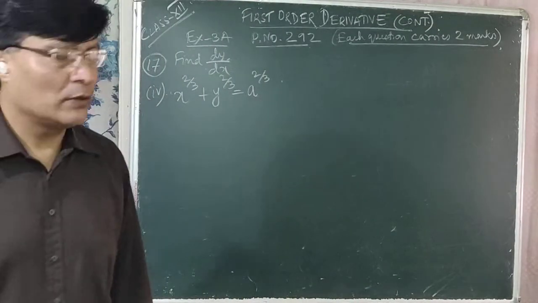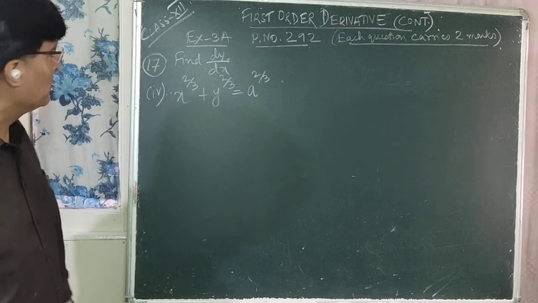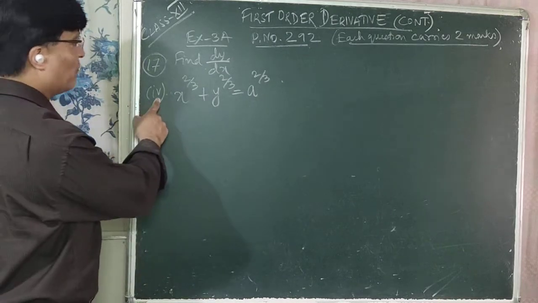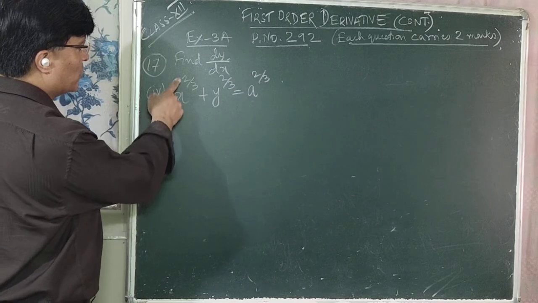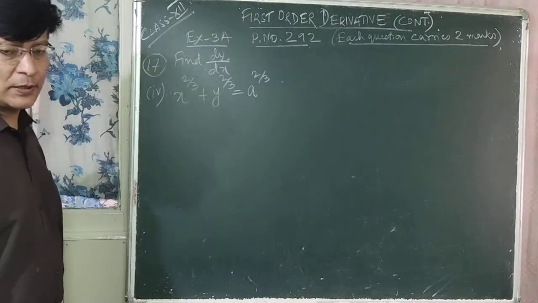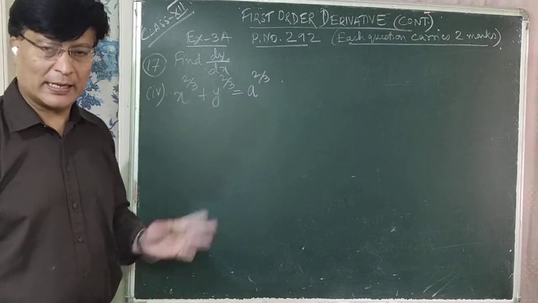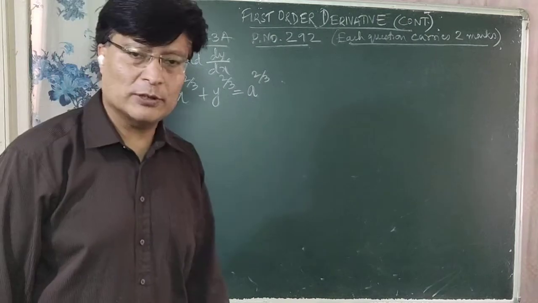So now we'll do the next question, that is, this is also an implicit function type. Find dy by dx, that is number 4. The equation is x to the power 2/3 plus y to the power 2/3 is equal to a to the power 2/3. So in this case x to the power 2/3 and y to the power 2/3 are the variables, and a to the power 2/3 is a constant.